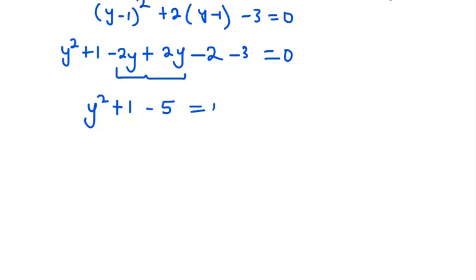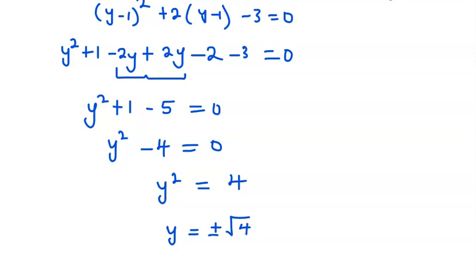So we get y squared, 1 minus 5 is -4, so this is equal to 0. Take 4 to the right hand side, you get y squared is equal to 4. Take the square root. Remember, on the right hand side we have plus or minus the square root of 4, which is equal to plus or minus 2.